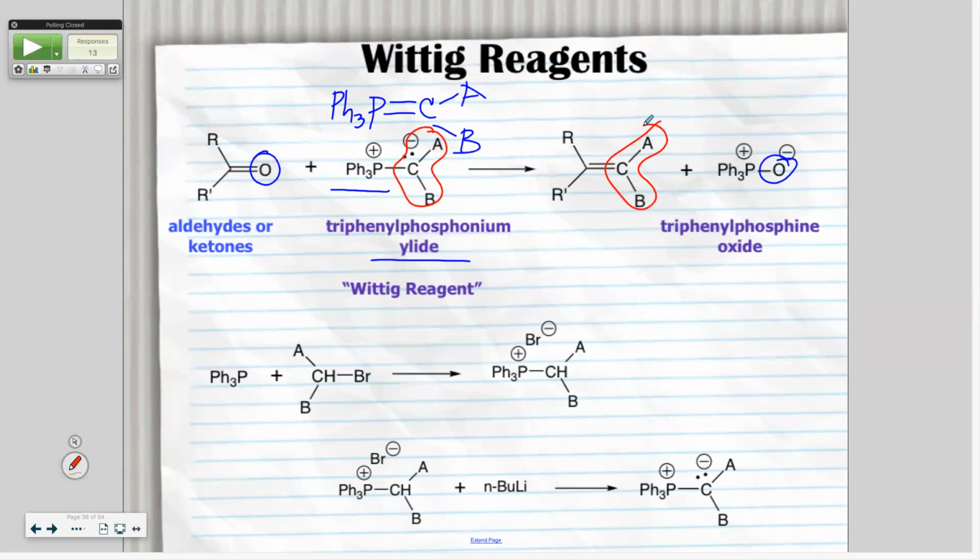To make the Wittig reagents, they will take triphenylphosphine plus an alkyl halide and then throw in n-butyllithium. Butyllithium is a super strong base. Super duper base.